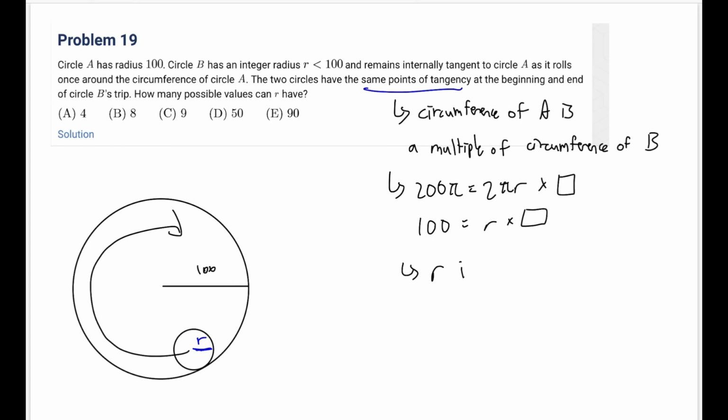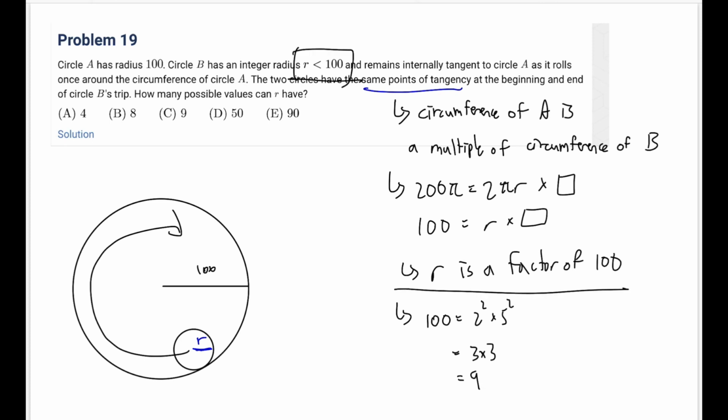So R is a factor of 100, and the factors of 100, how many are there? 100 equals 2 squared times 5 squared, so this is 2 plus 1 and 2 plus 1, so it's 3 times 3, so this is 9. So there are 9 factors of 100, right? But then we have to keep in mind that R has to be less than 100, so R cannot be 100, so we have to subtract 1 from 9, so 9 minus 1 equals 8. The answer is 8, so the answer is B.